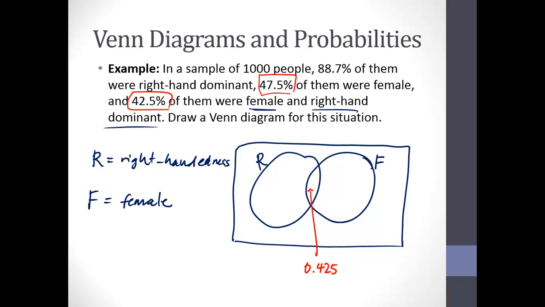So what number would go in that half moon shape? Yeah, exactly. So we have just 5% who are females and left-handed. This number comes from 0.475, all of our females, minus just those that are right-handed, because we want only the left-handed females there.